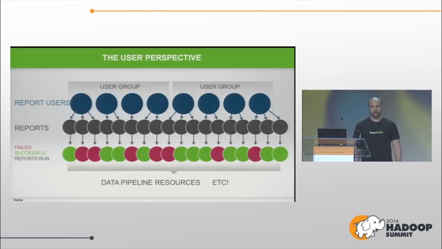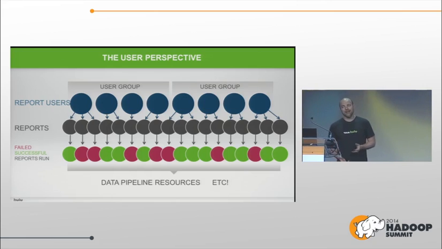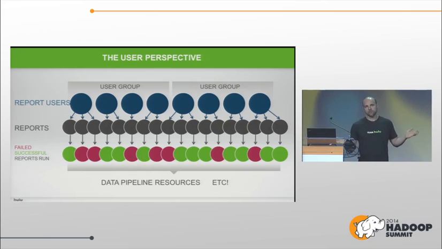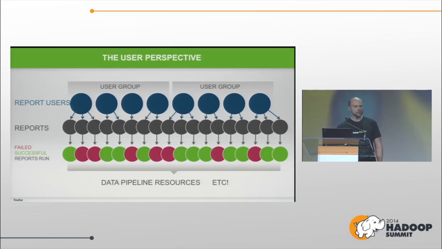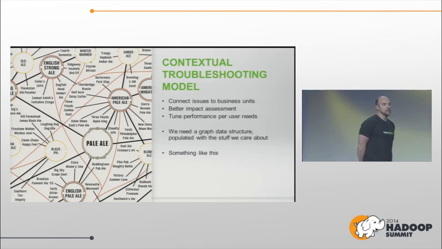So from our user's perspective, they're part of some sort of user group at Hulu, and they run reports. And some of the reports succeed, and some of them fail. Hopefully most of them succeed. And all those reports use some sort of data pipeline resources, but it's not something that they want to keep track of. Right? So we want to connect our issues to business units. We want to be able to find out who's going to be impacted when we have a component of our data pipeline down.